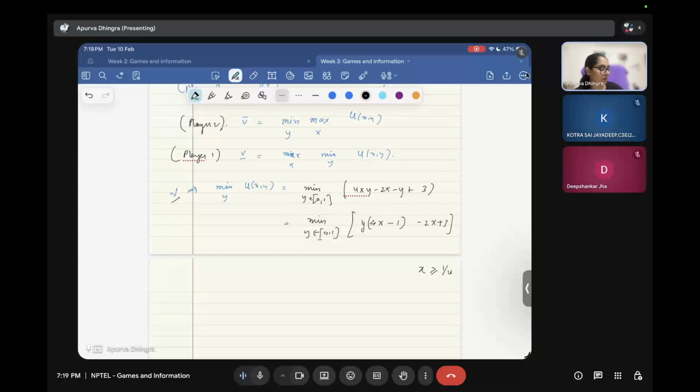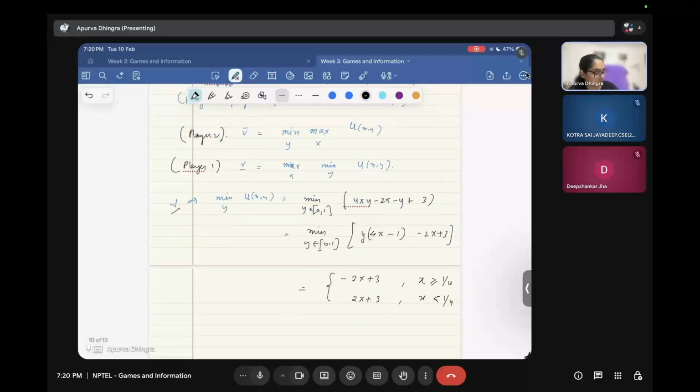what would we take y to be, 0 or 1? It's supposed to be 2x plus 3. So in this case we took y to be 0, and in this case we took y to be 1. Okay, right, yeah.